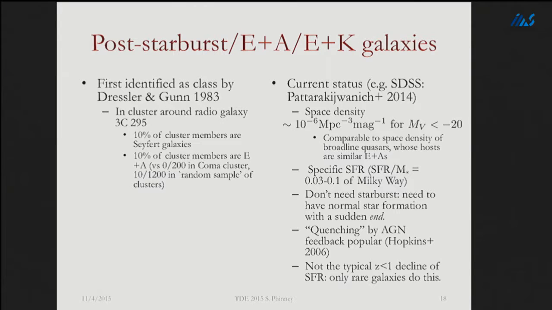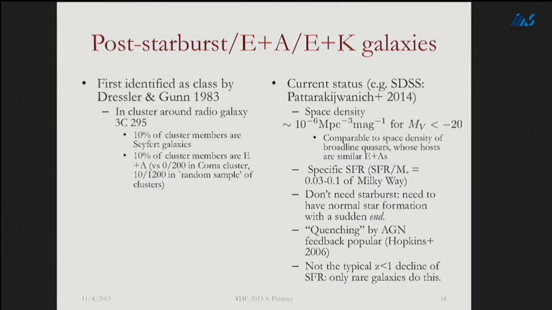So this class was first invented by Dressler and Gunn in 1983, the year after Boroson and Oke found that quasars had these spectra. And they were looking in a cluster around the radio galaxy 3C295, which is how you got high redshift galaxies in those days. And in this cluster around 3C295, it's rather remarkable.